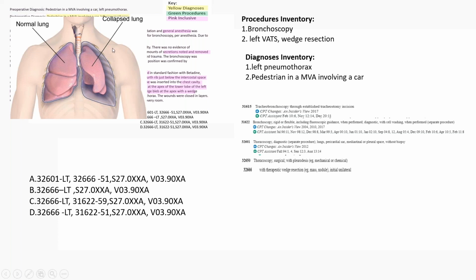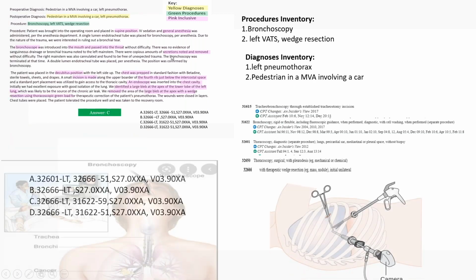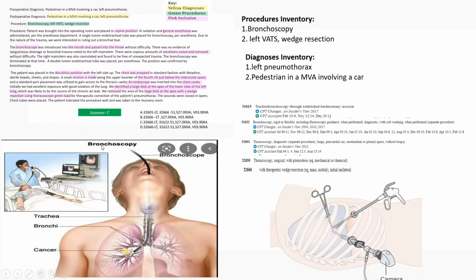The patient had a collapsed lung, and these are the two procedures performed. First, the physician performed a diagnostic bronchoscopy, in order to check, due to the nature of the trauma, that he had a motor vehicle accident.